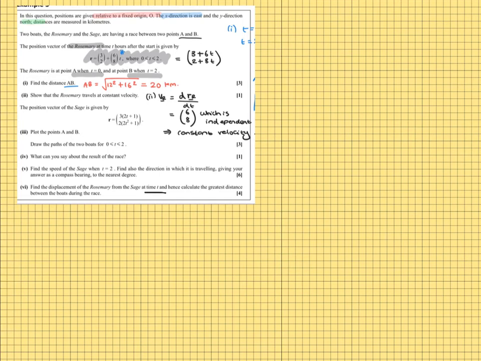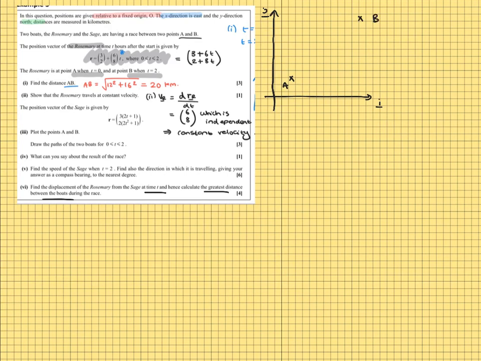The last part of this question: find the displacement of the Rosemary from the Sage at time t, and hence calculate the greatest distance between the boats during the race. So let's imagine what happens during the race again and sketch this out. Here's our i direction or x direction and our j direction or y direction. Here's point A and here's point B.